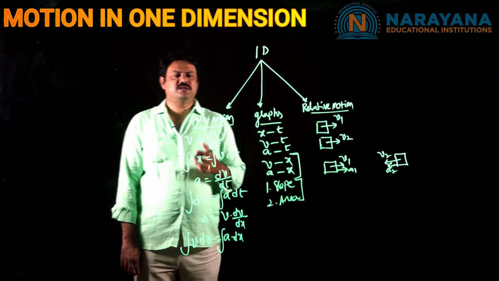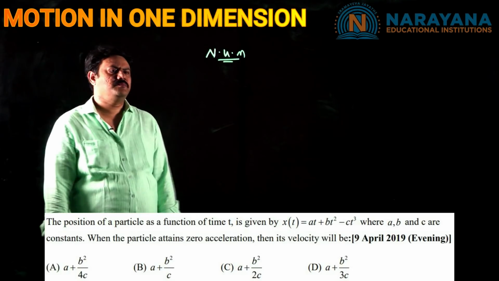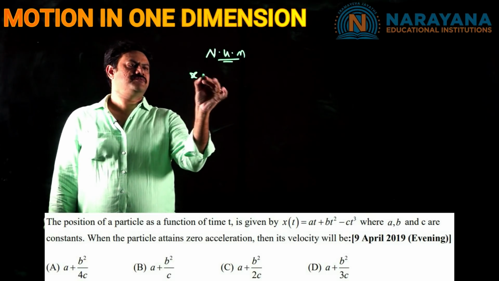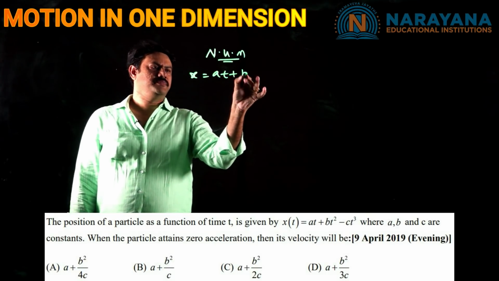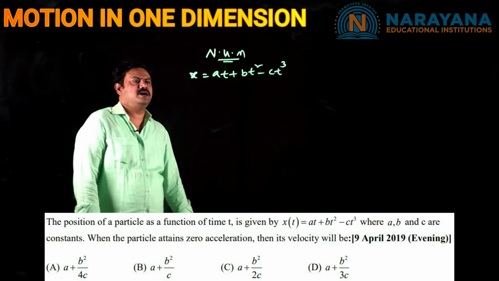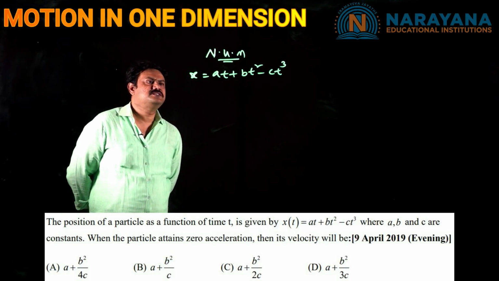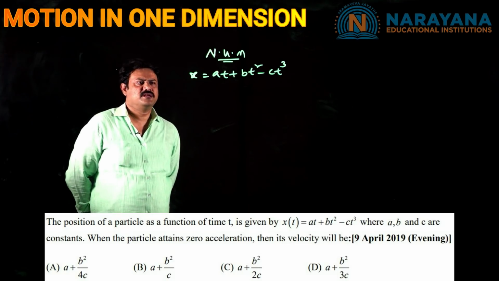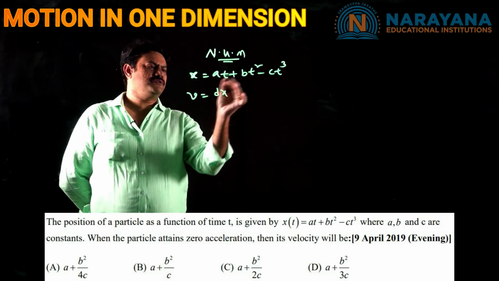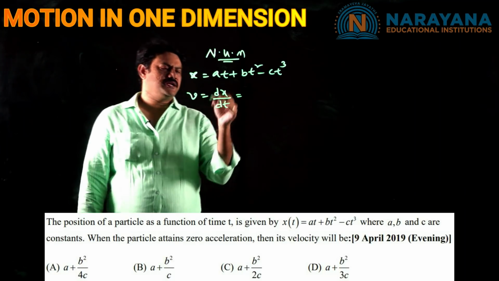Suppose you consider non-uniform motion. The previous question: the position of a particle as a function of time is given as x is equal to at plus bt square minus ct cube, where a, b, c are constants. When the particle attains zero acceleration, then its velocity will be. This is the question given. So here first you want to calculate the velocity. You know already, in non-uniform motion, velocity is equal to dx by dt.